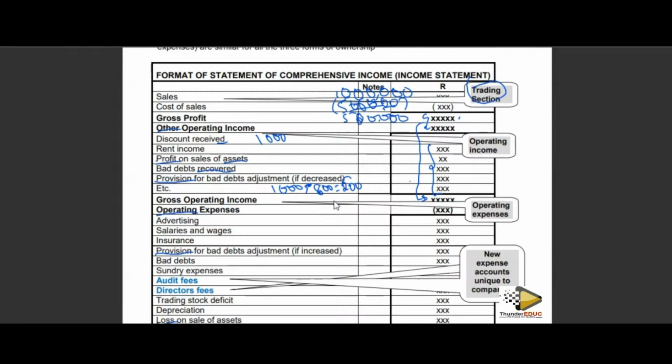It's our income now. We no longer put that provision. It's our income, so we put it where? It will be our income now. That's why we put it here.